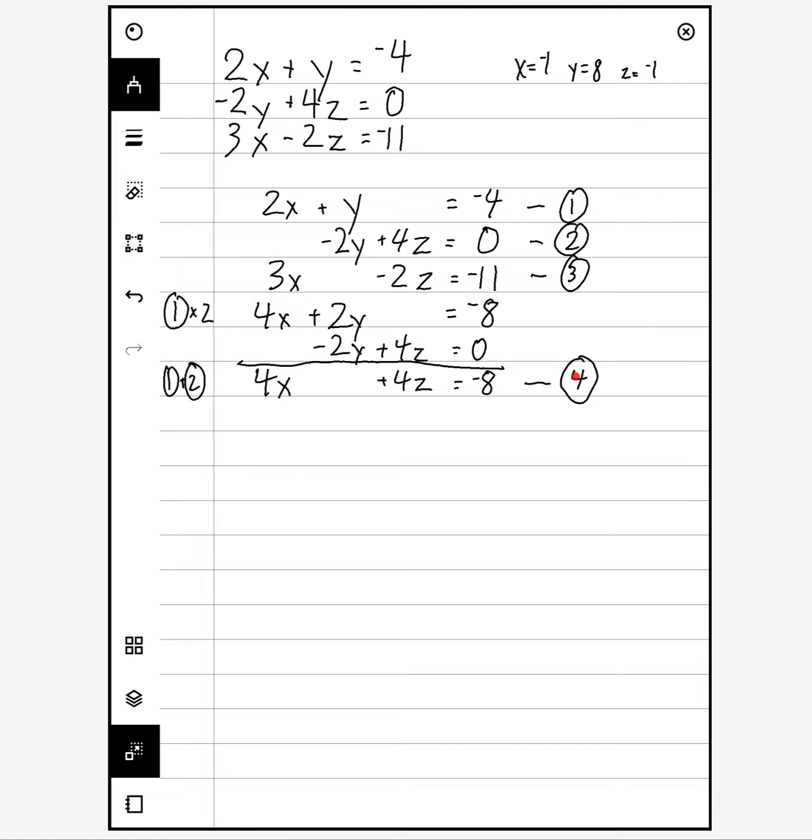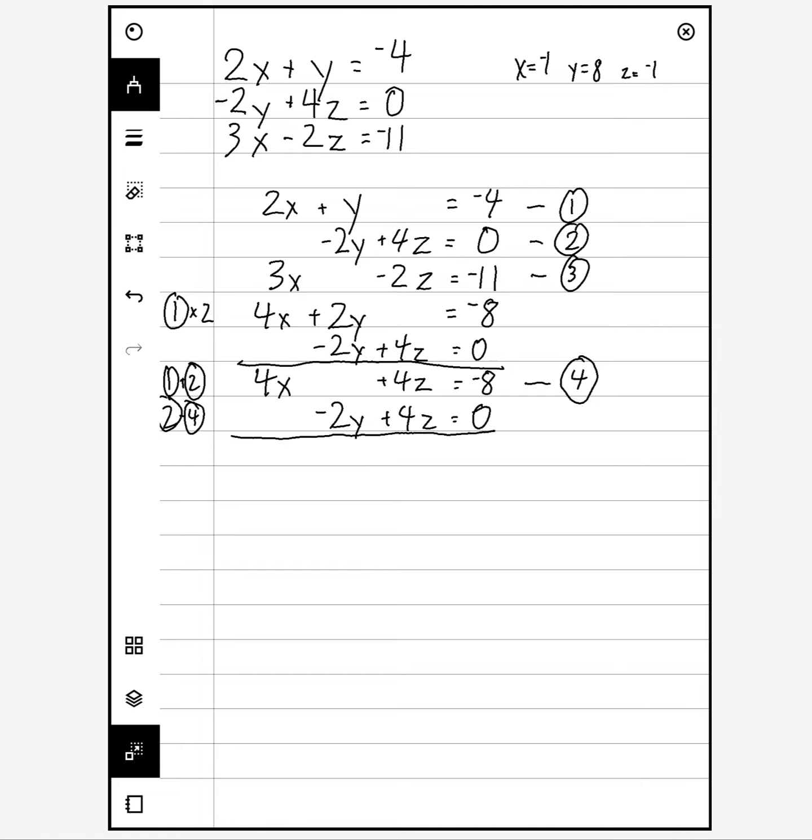So we have equation 4. What I'm going to try and do is this. So I see that we have 4z here, and we have another 4z here. So I'm going to subtract equation 2 from number 4. I'm going to do 4 minus 2. Okay, so let's bring down 2. So we have -2y plus 4z is equal to 0.